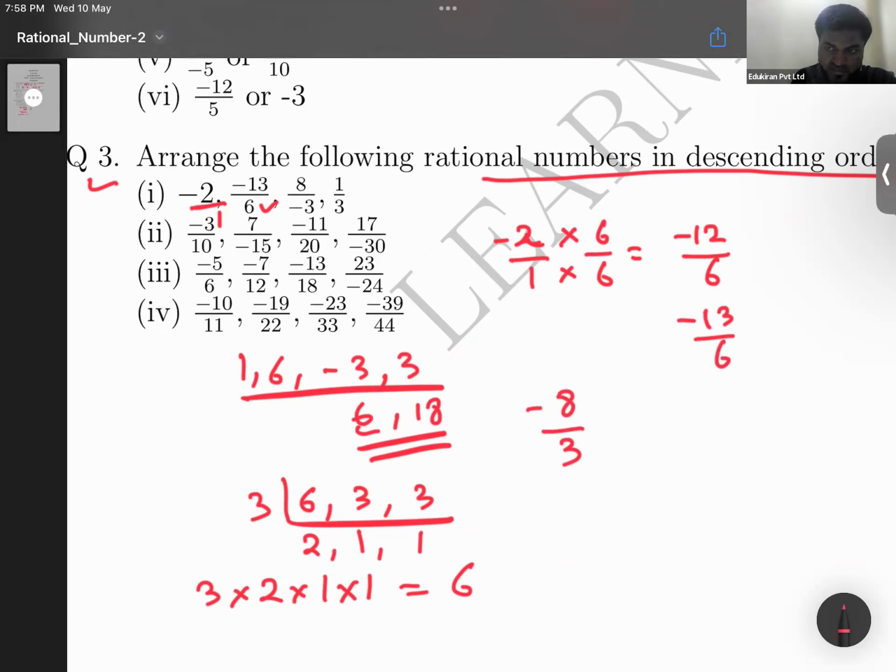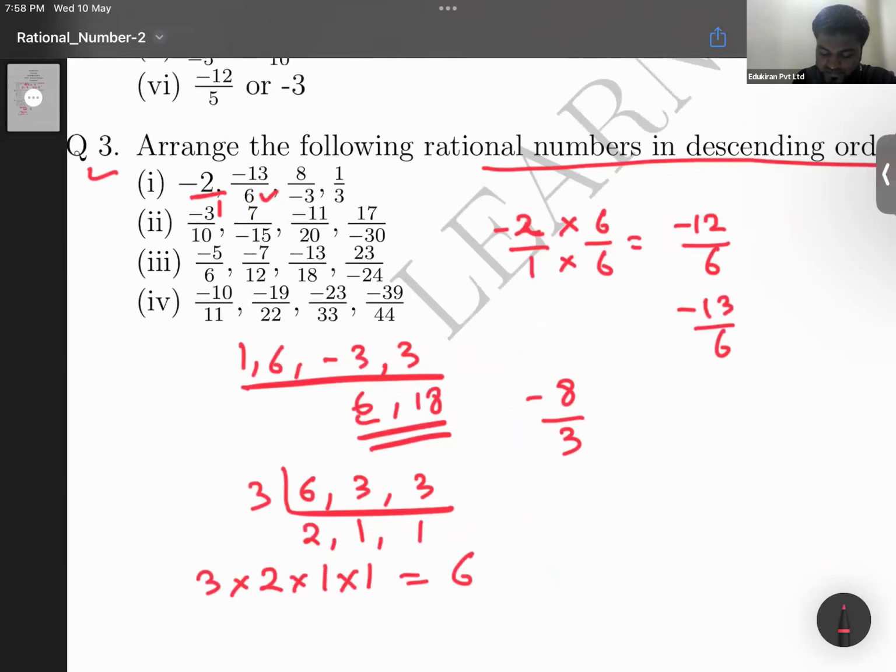8 upon minus 3, you have to write it in its standard form, that is minus 8 upon 3. Minus sign should always be on the numerator side. Minus 16 upon 6.